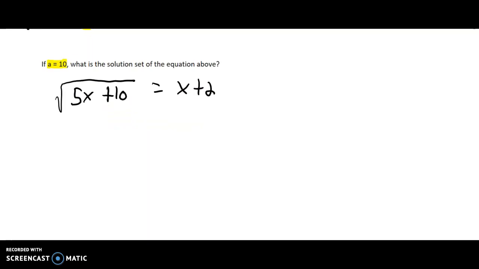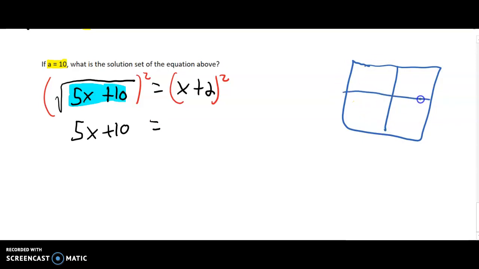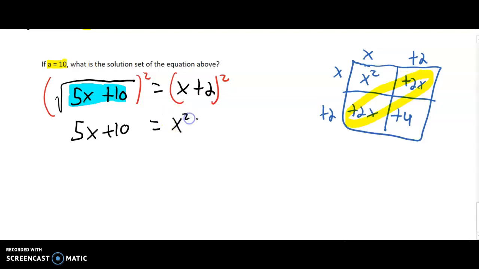Okay, now we just proceed as we had before. I'm going to square both sides. When you square a radical, you're only left with what's underneath it. So I've got 5x plus 10, and x plus 2 squared. I'll do this in a square off to the side. So it gives us x plus 2, x plus 2. I've got x squared plus 2x plus 2x plus 4, 4x. So I have x squared plus 4x plus 4.